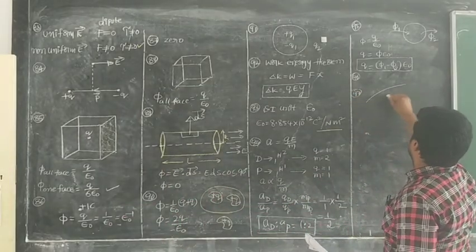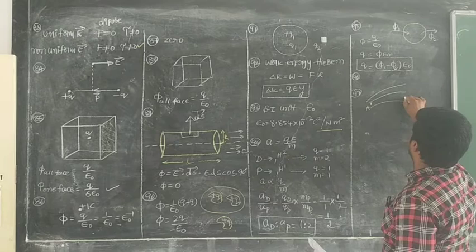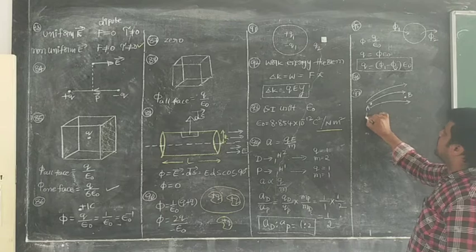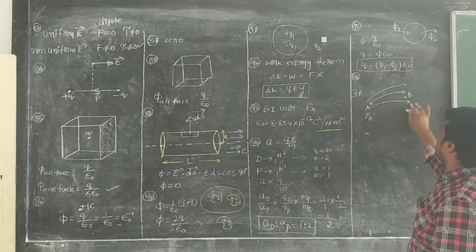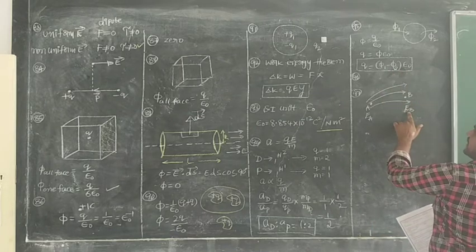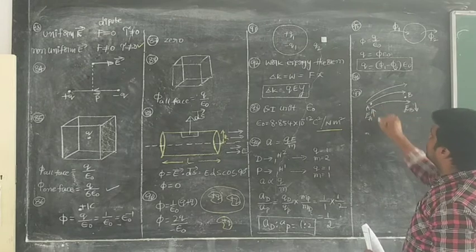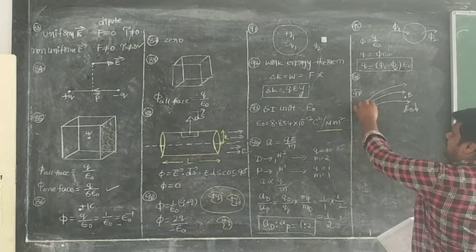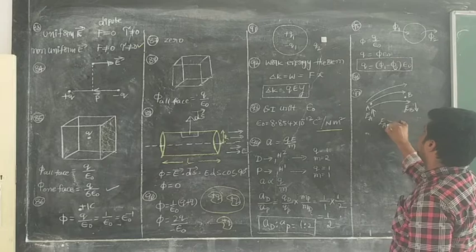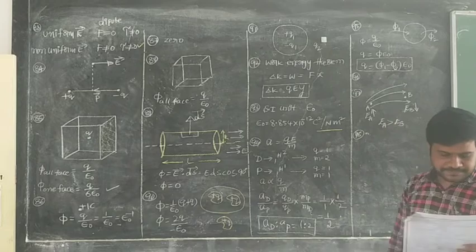In 97, there is one problem, one diagram which is like this. Here point A is there, here point B is there. So the question has given electric field lines. Here the electric field is E_A, here the electric field is E_B. If the lines are wider like this, the electric field is small. If the lines are narrower, crowded like this, the electric field is maximum. So E_A is greater than E_B. Right. Next, 98.